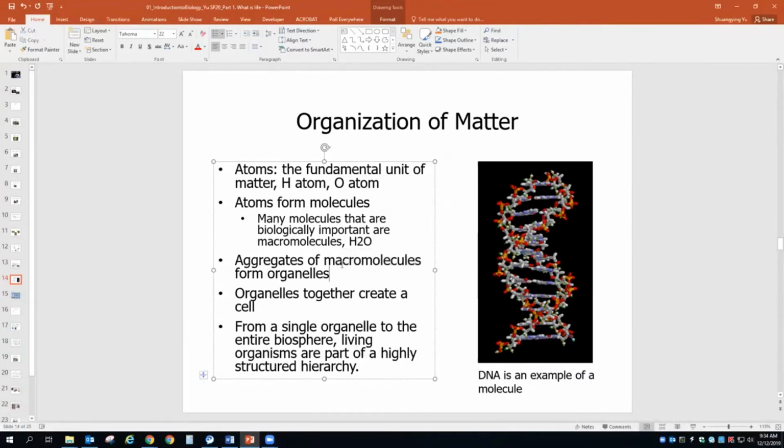We also have groups of macromolecules. Macro means big. So these molecules are typically really big. A lot of times they have very long chains. So for example, in this picture, we have a DNA. DNA is a type of nucleic acid. So nucleic acids are macromolecules. And you know that DNA can have a very, very long chain structure. So organelles can together create a cell, and then we know cells can form an individual organism.